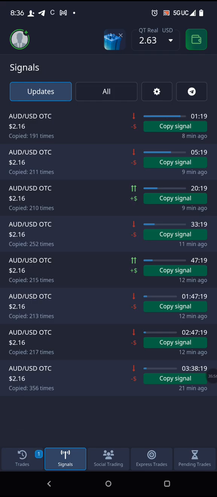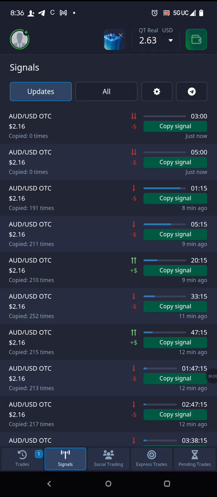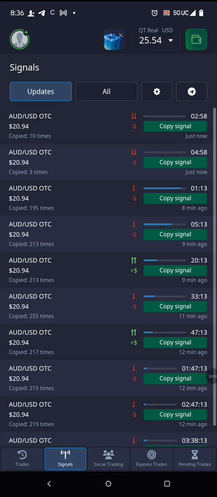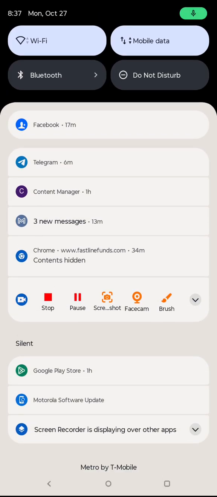Here, I just copied that last signal. Good morning. And as I just copied it, 5, 4, boom. I just went up to $25. So guys, you just saw me grow this account from $2 to $25 this morning. And I did that within the last hour since 8 o'clock. So within the last 30 minutes, I just grew this account from $2 to $25. All right. Hope you guys understand what I'm talking about with the trades.